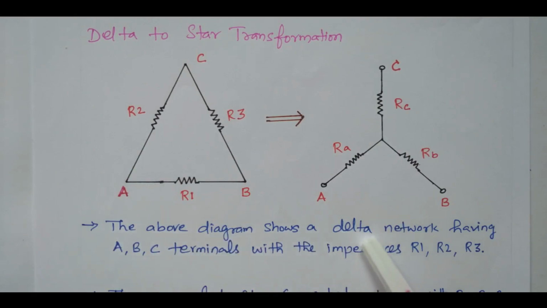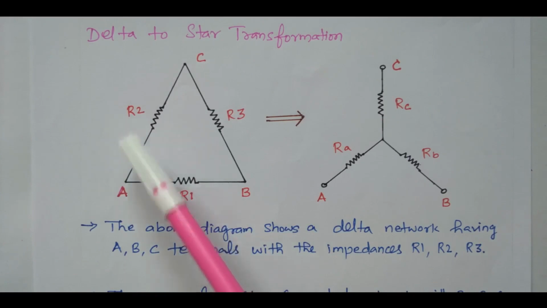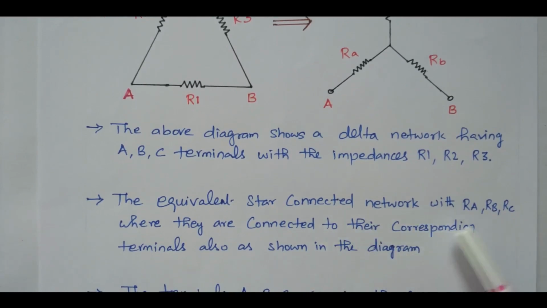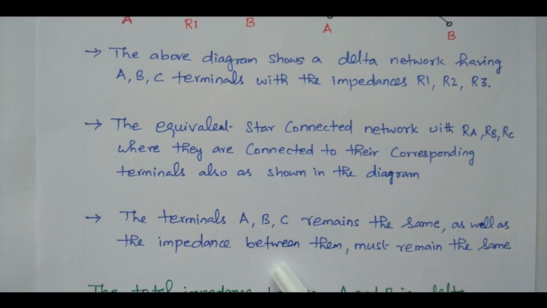the above diagram shows the delta network having terminals A, B, C with impedances R1, R2, R3. The equivalent star connected network has RA, RB, RC, connected to the corresponding terminals as shown in the diagram. So R1, R2, R3 is equivalent to RA, RB, RC. The terminals A, B, C remain the same, and the impedance between them must be the same. Based on this principle we are going for a transformation.